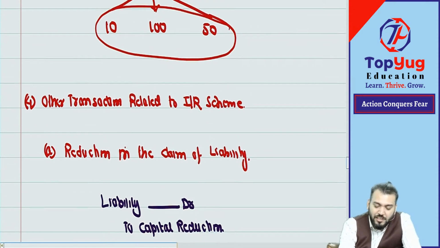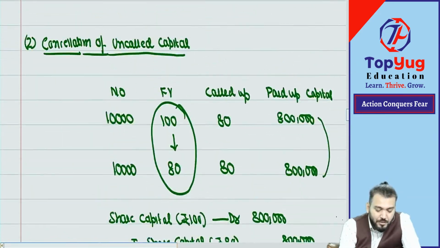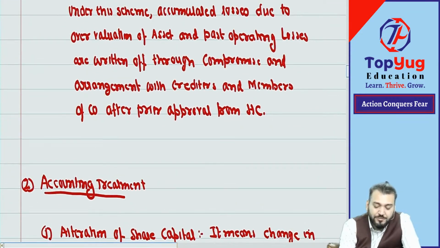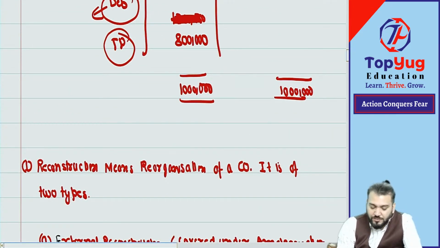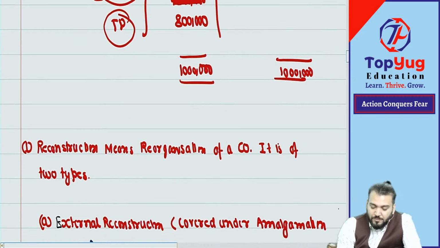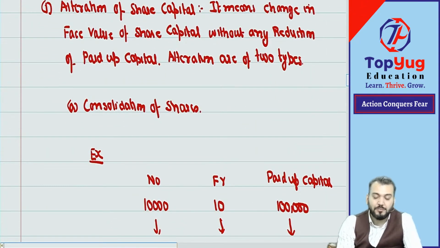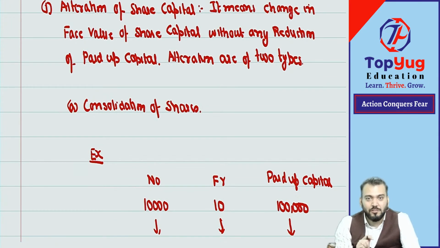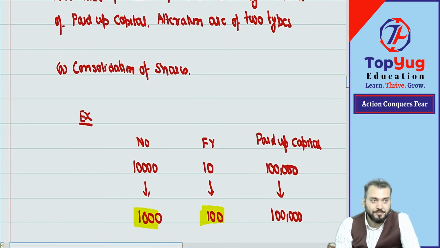What journal entries have we done? For this chapter, what is the accounting treatment required? First we have done alteration of share capital. What is alteration? Alteration means changing the class of shares without changing the paid up capital. The face value will change but the paid up capital will remain the same.